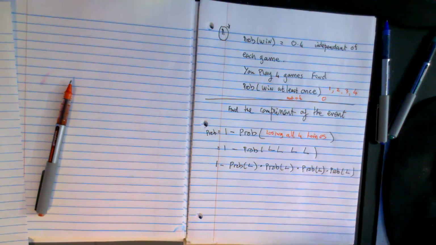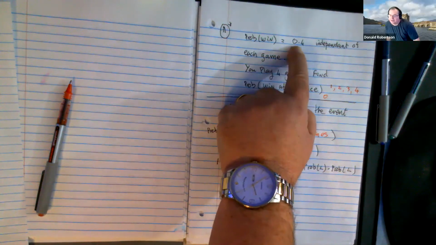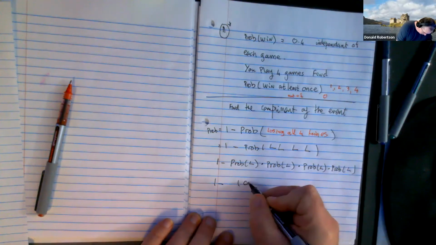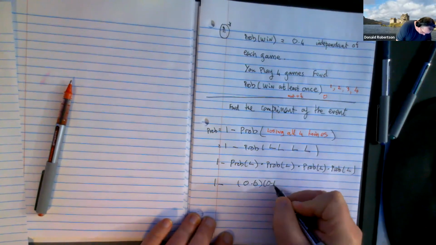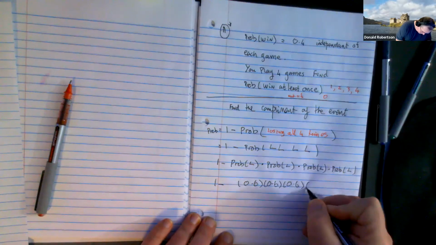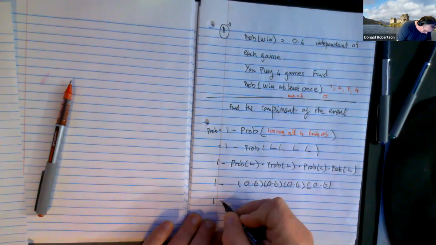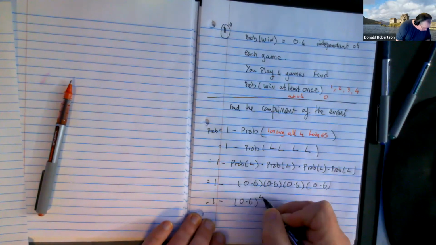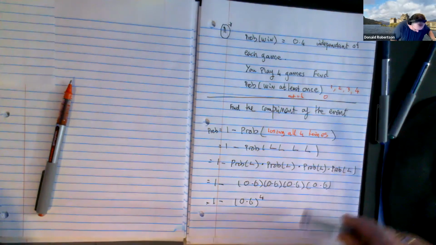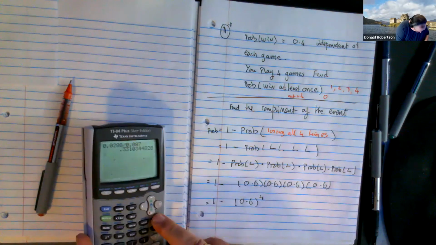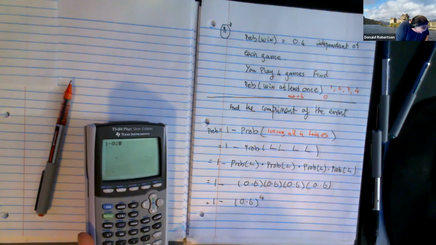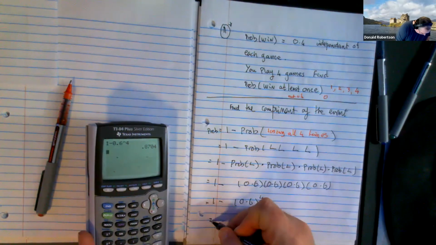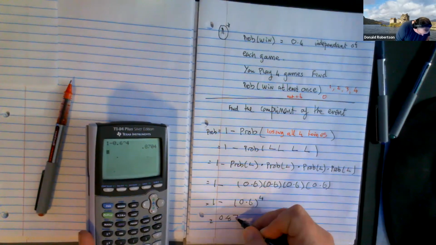0.6. And that's because of this guy. So what we have is 1 takeaway 0.6 times 0.6 times 0.6 times 0.6, which can be written down as 0.6 to the power of 4. And then the calculator takes over and we're finished. 1 take away 0.6 to the power of 4 comes out to be 0.8704.